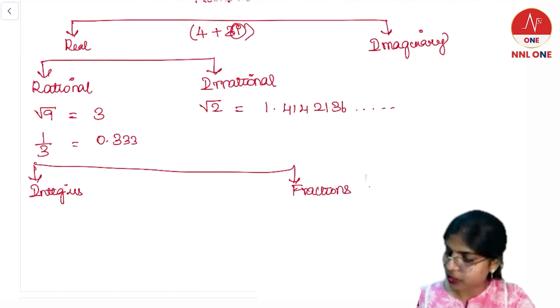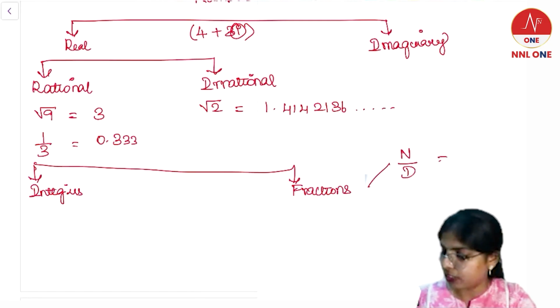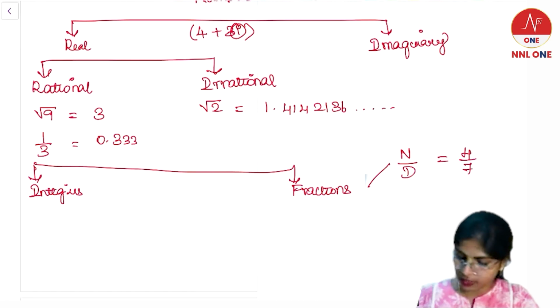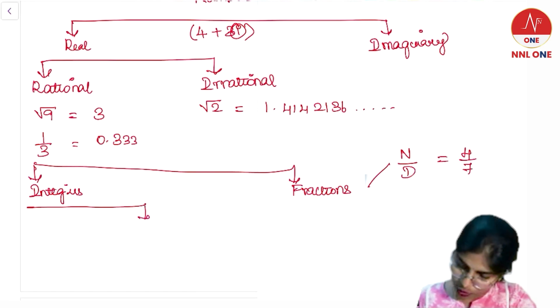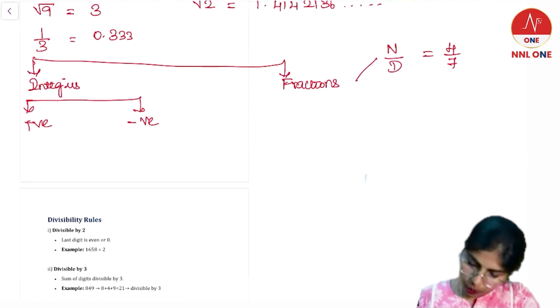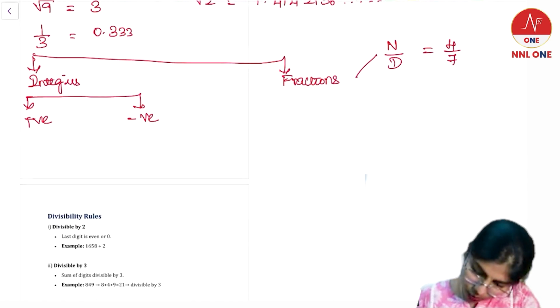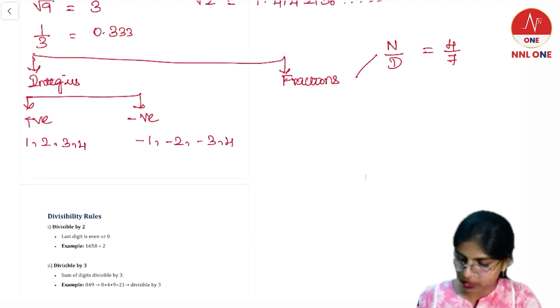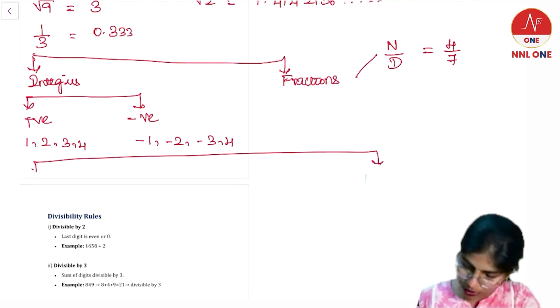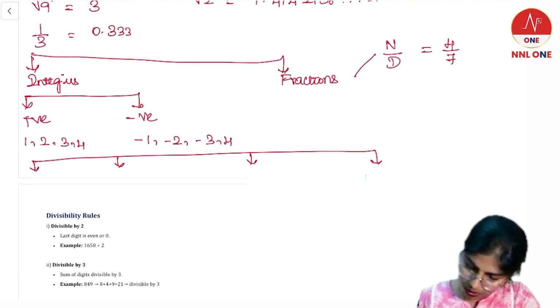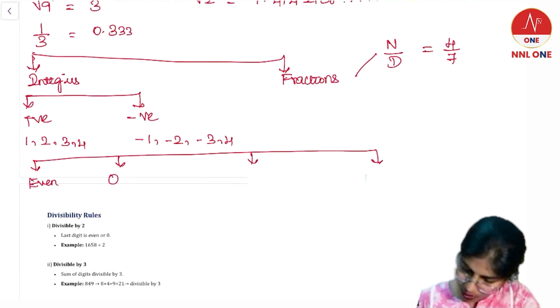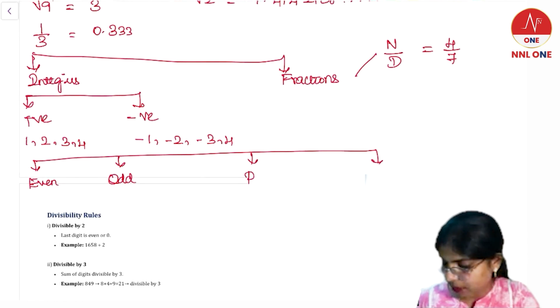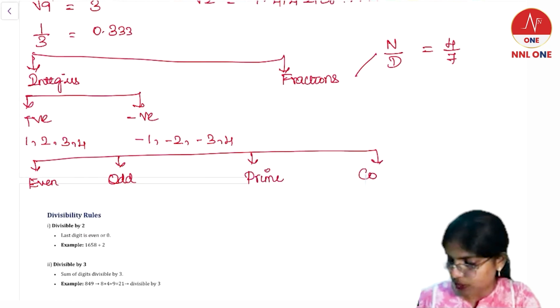Fractions are denoted using numerator and denominator. For example, 4 by 7. Whereas integers are classified into two types, positive integer and negative integer. Positive integers are 1, 2, 3, 4, whereas negative integers are -1, -2, -3, -4, etc. Positive integers are further classified into four types. They are even, odd, prime, and composite.